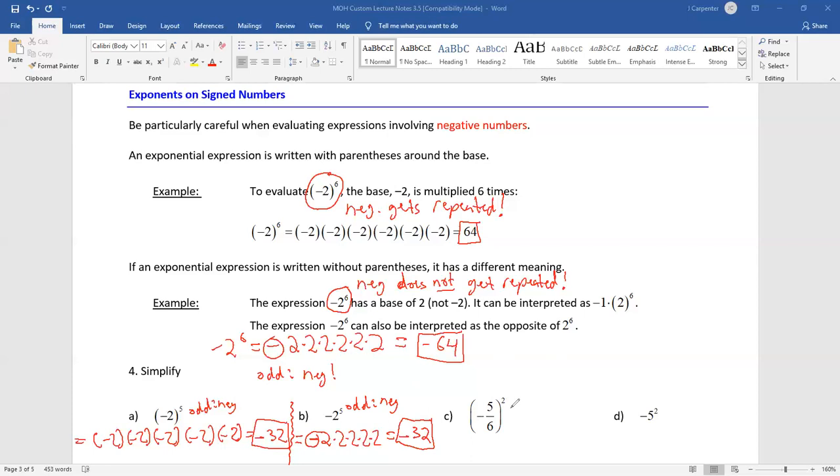C, the negative's inside the parentheses, so the negative does get repeated. That's negative 5 over 6 times negative 5 over 6. That is a 6 in the bottom, not a 0. There's 1, 2 negatives, which is even. So the answer should be positive. And we multiply straight across because none of this reduces. 5 times 5 is 25 in the top. 6 times 6 is 36 in the bottom. Remember, no LCDs for multiplying or dividing. D, negative 5 squared. That negative does not get repeated, and negative 5 times positive 5 is negative 25 because there's a single negative. It should be negative.